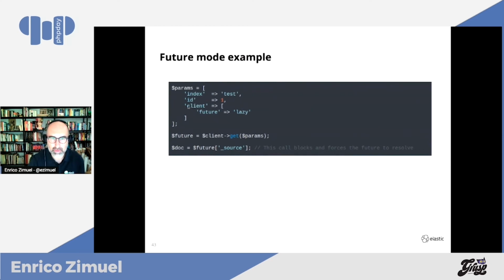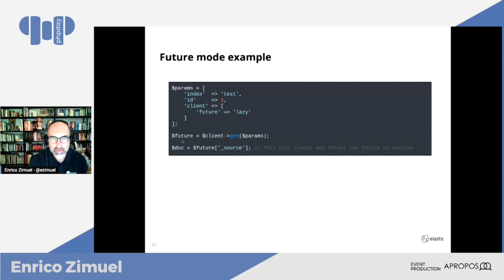In the $params, you have to specify a client key with the future lazy. This is the way that you basically say, okay, I want to perform an asynchronous operation. So each time you perform this simple get operation, this HTTP call will be performed asynchronously.